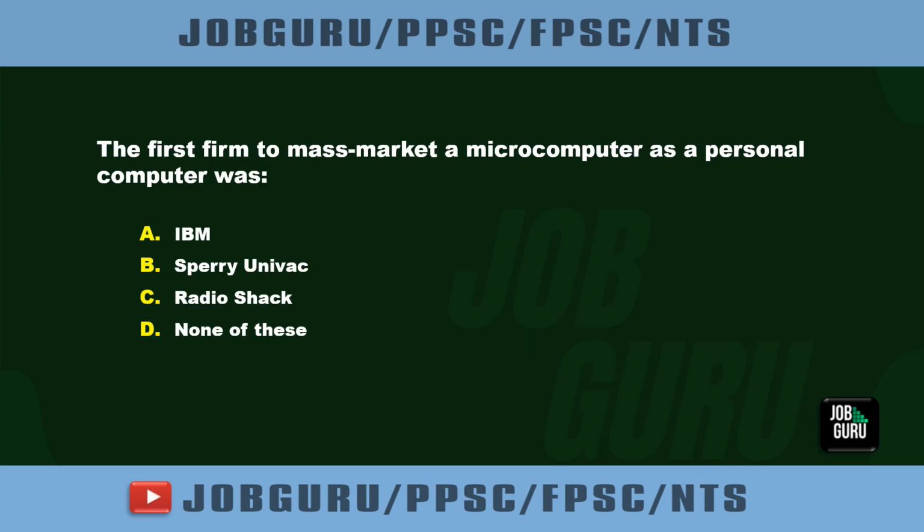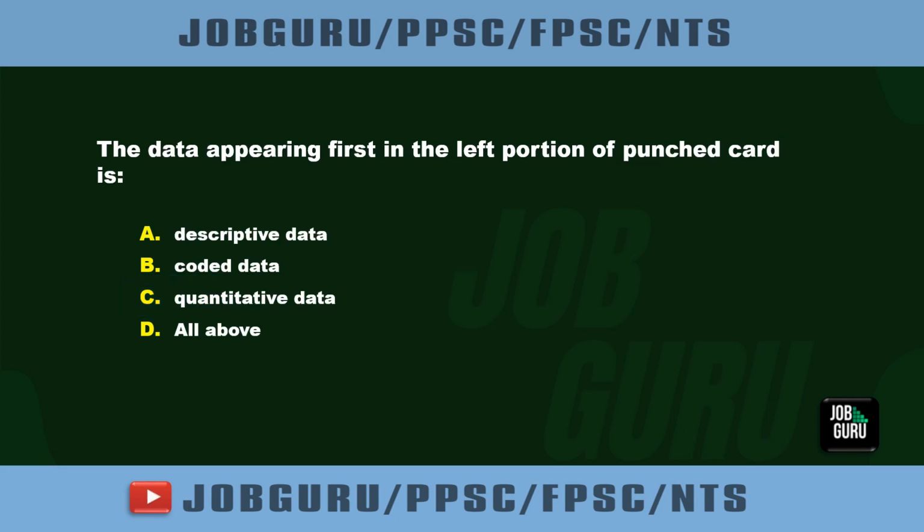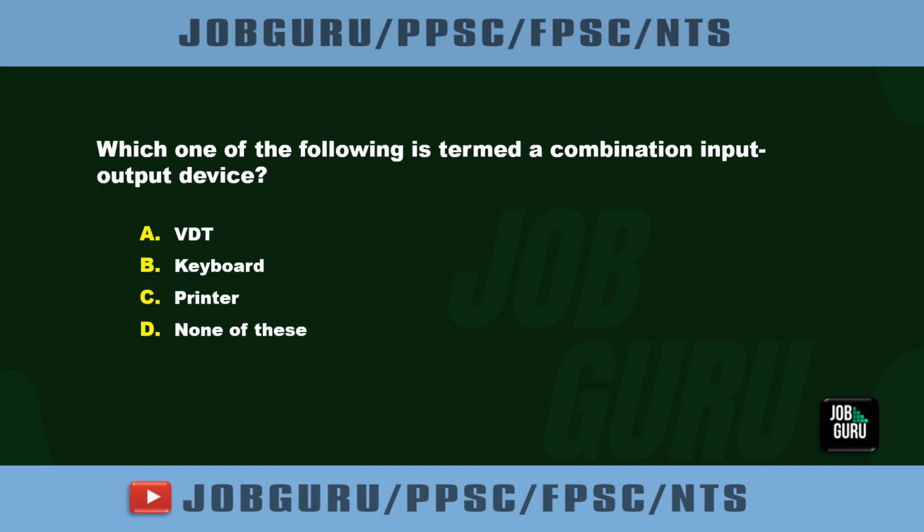The first firm to mass market a microcomputer as a personal computer was. The data appearing first in the left portion of punched card is. Which one of the following is termed a combination input-output device?